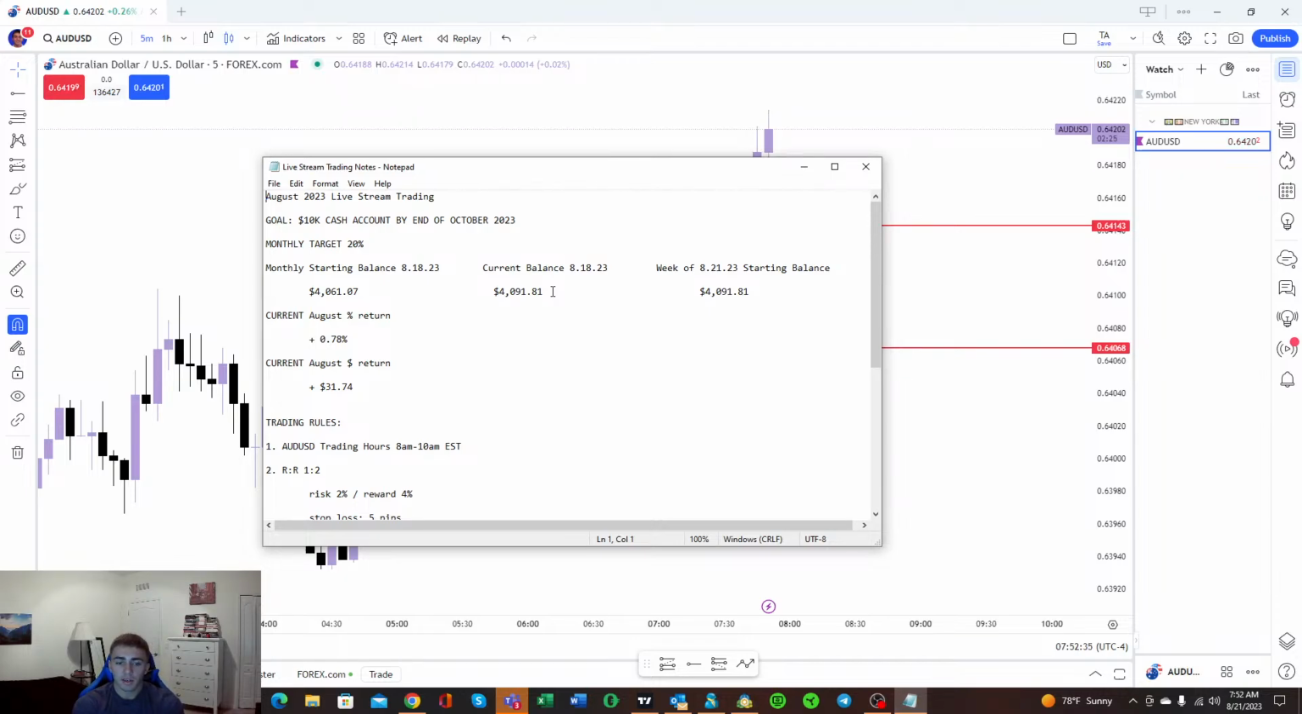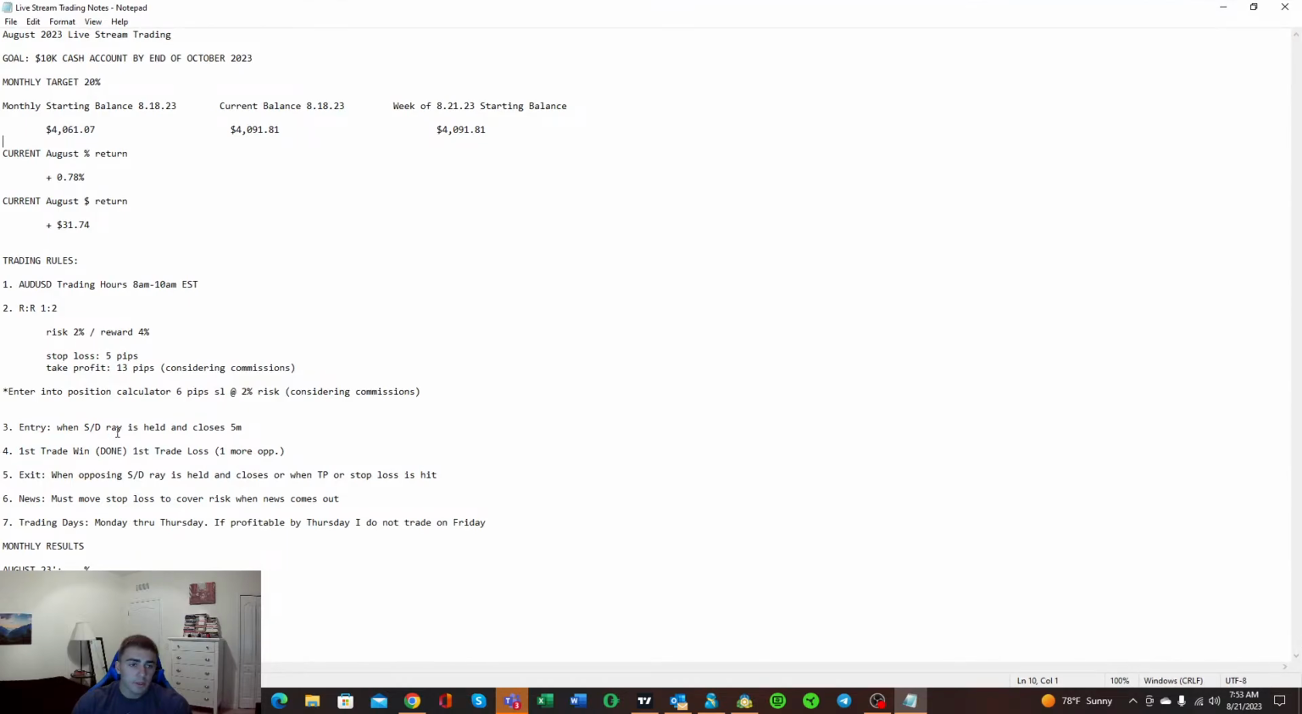Apparently I'm misunderstanding something. So we're just trading Aussie dollar this week, and we're risking 2% to make 4%, covering our risk. And so if we're profitable by Thursday, we're not trading Friday. This is our current balance, 4,091.81, and this is this week's starting balance. So same thing applies. I'm just going to open this up for you guys.